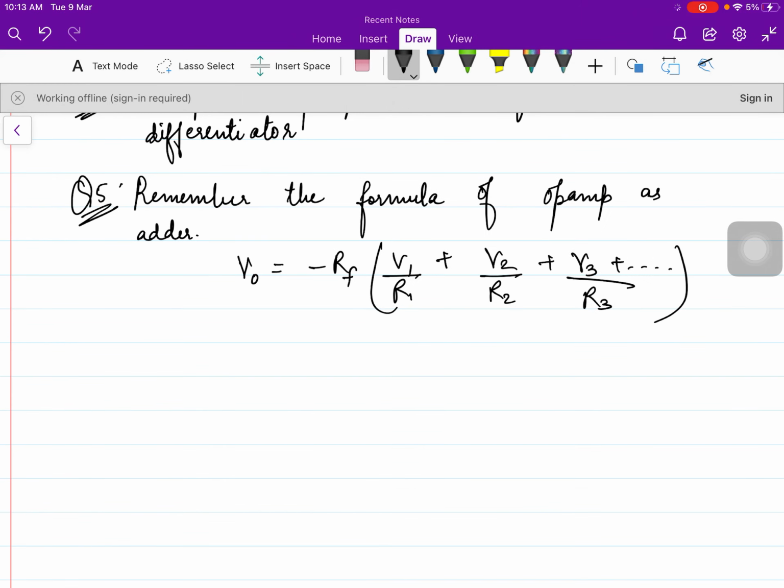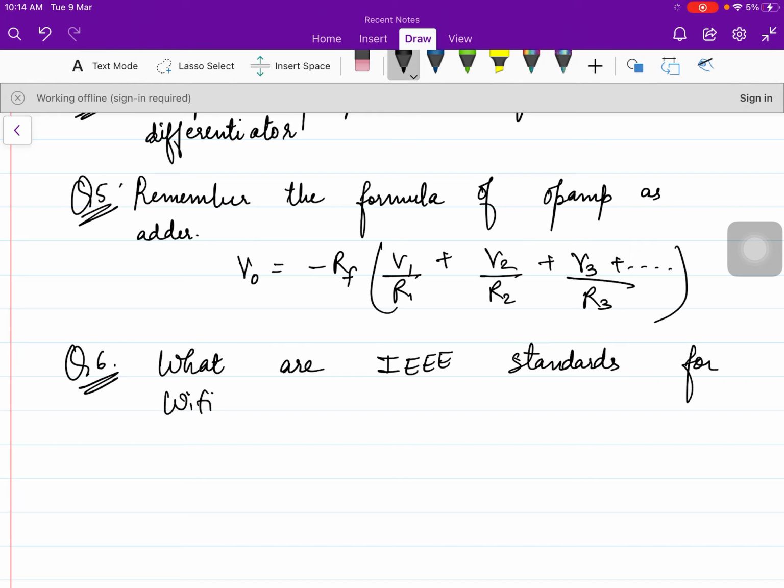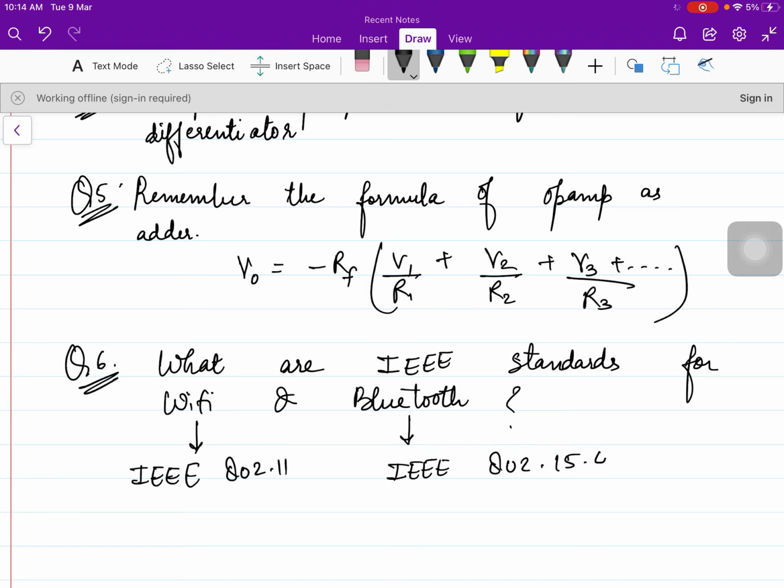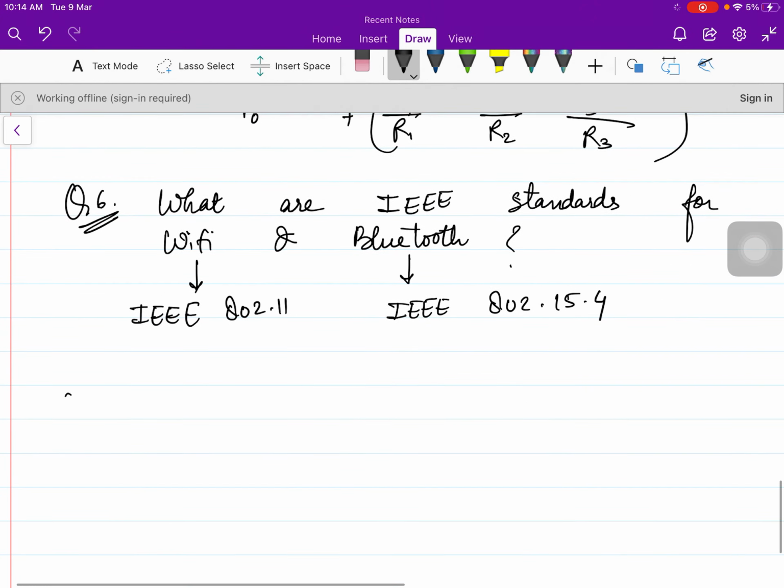Now the second question that might come in your exams, that is related to IoT. First of all, you must know what are the IEEE standards for Wi-Fi and Bluetooth. So it is IEEE 802.11 for Wi-Fi, and for Bluetooth it is IEEE 802.15.4. So these are the IEEE standards for Wi-Fi and Bluetooth.